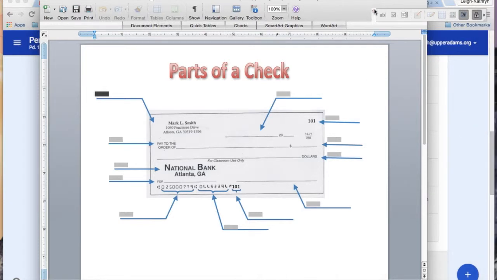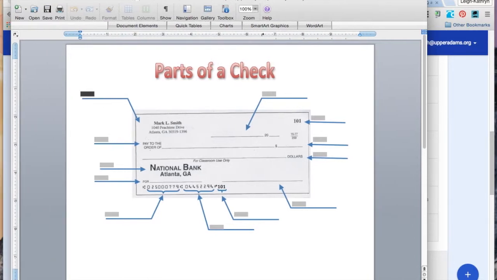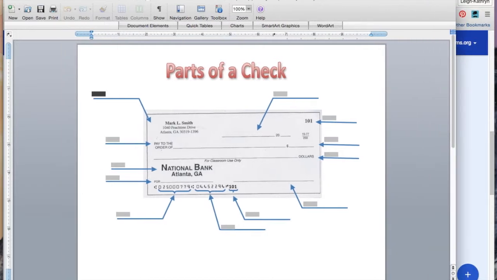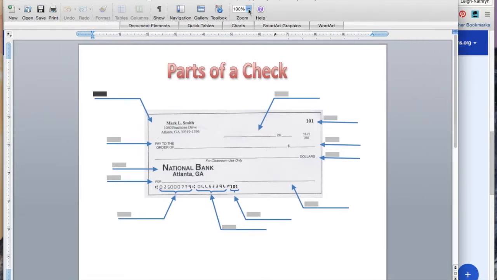So I'll give you a second to get that open and to download it. Once you actually have it downloaded, this is what it looks like. See if I can make this a little bit bigger for you.